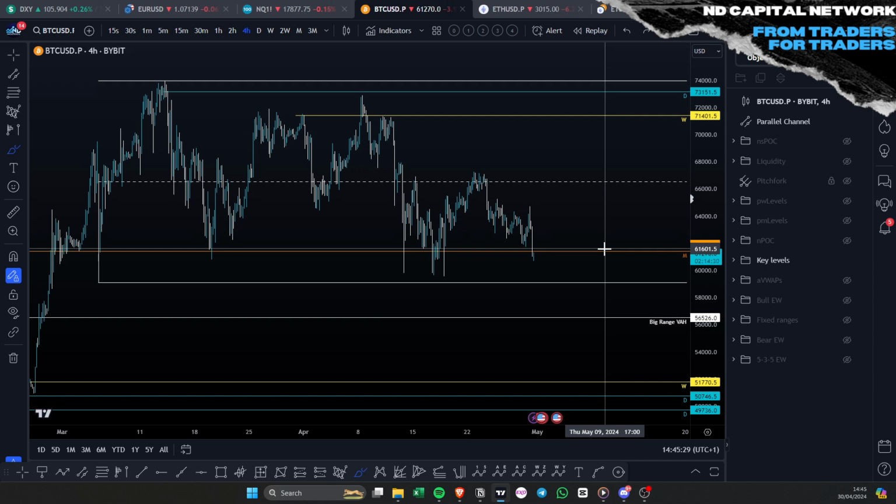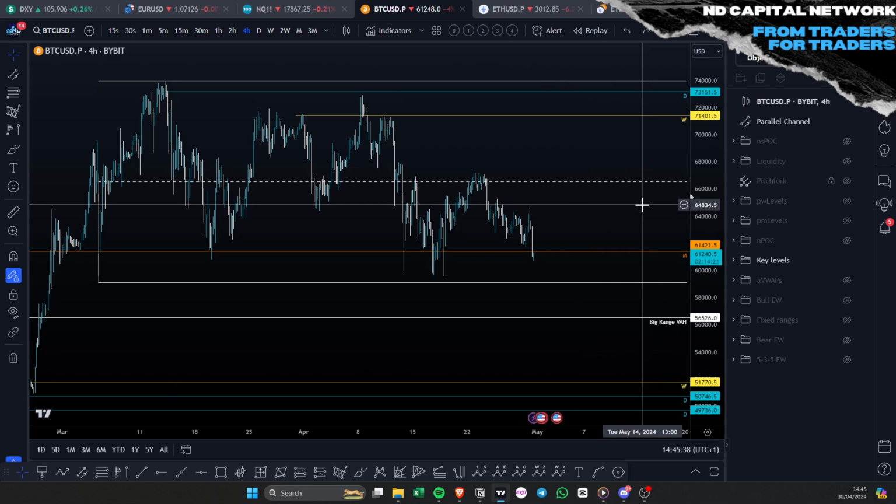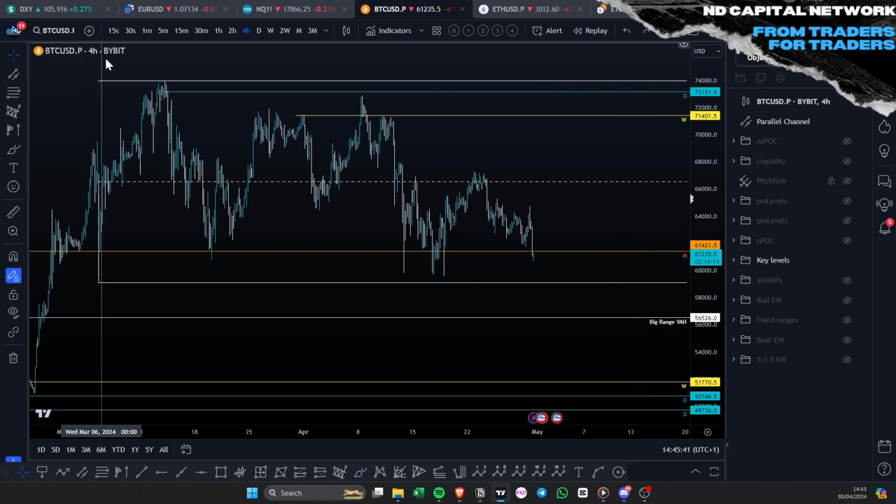At the moment, your best decision is just to trade the range. Look for shorts up here, look for longs down here. Simple as that. That's about Bitcoin. A very important thing is how the DXY moves and how it reacts. Also Euro, Nasdaq, these are very, very important things.